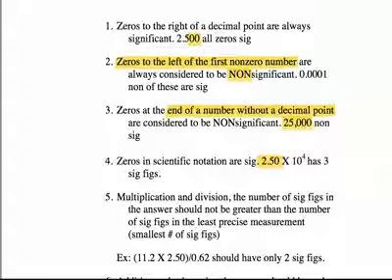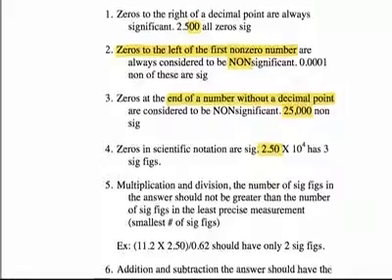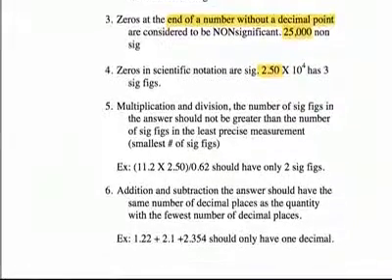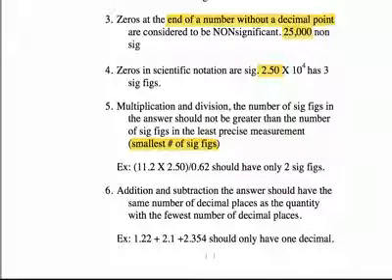And then whenever you're doing operations, we have multiplication and division of numbers. You look for the smallest number of sig figs in the problem given. So this one has 3. This one also has 3 because of that trailing zero, and this one has 2. So because 2 is the smallest number of sig figs, your answer should only have 2 sig figs.